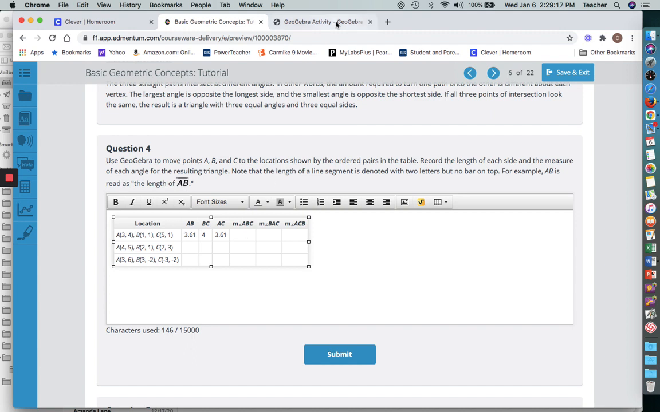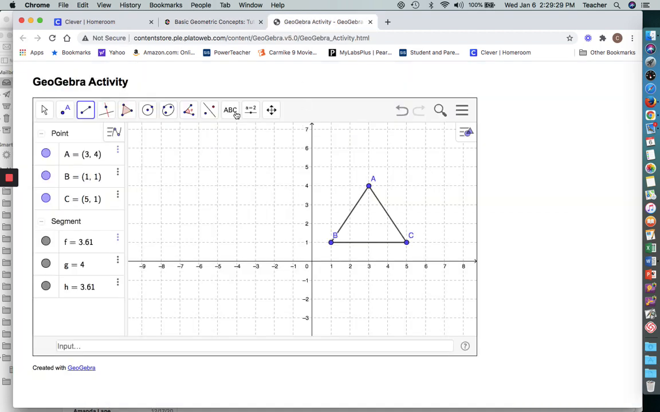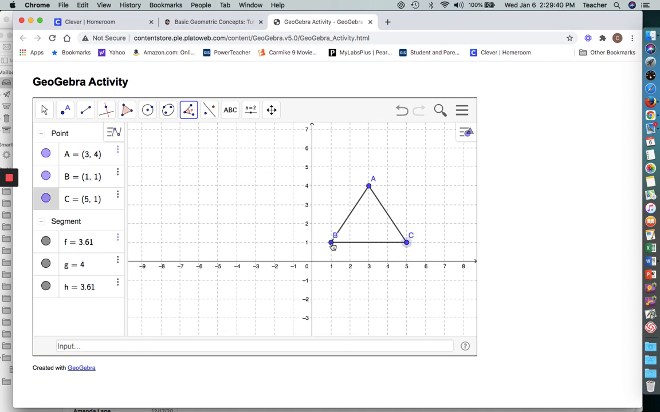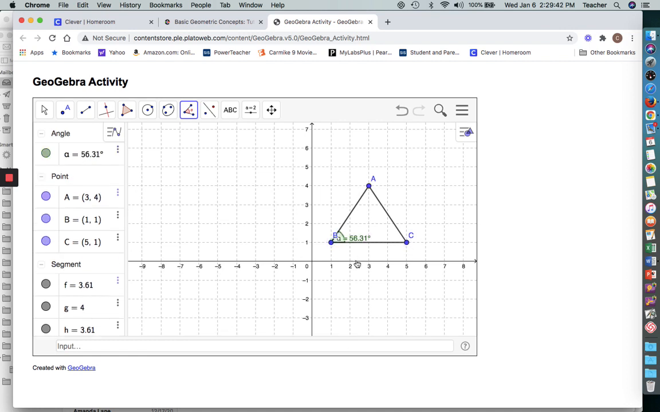All right, so now we got to find angle measures. The letter in the middle is the one they're looking for. So this one is angle B, the letter in the middle is A, and the letter in the middle is C. So they want angle B, angle A, angle C. So in case you've forgotten, your angle icon, the first one down, you got to go in a clockwise motion. So if I want B first, then I got to click C, B, A. So it looks like angle B is 56.31.